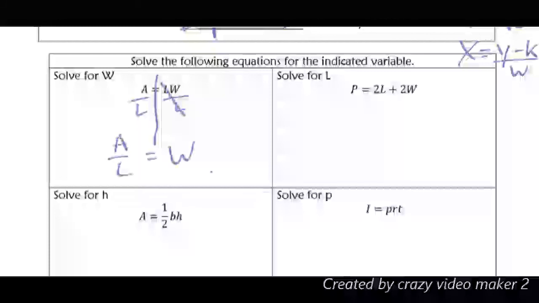A lot of times they're going to put the variable on the left side of the equal sign, like w equals a over L, like that. Either of those are perfectly okay as long as you have your w completely by itself.